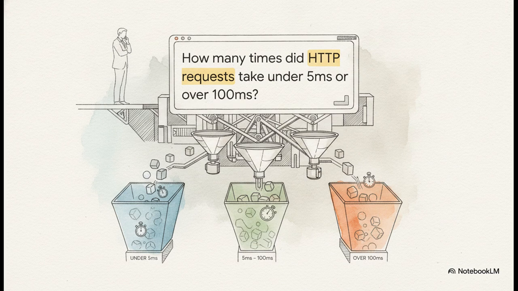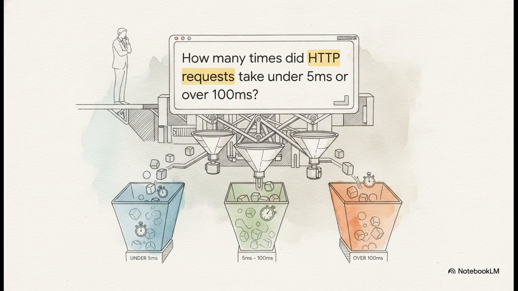Picture this. Your manager walks over, looking pretty stressed, and asks, how many times did our HTTP requests take less than 5 milliseconds or more than 100 milliseconds? Now think about our first two types. A counter just says, here's how many requests happened. A gauge says, here's how long the current request is taking. Neither of those answers the manager's question about distribution over time.